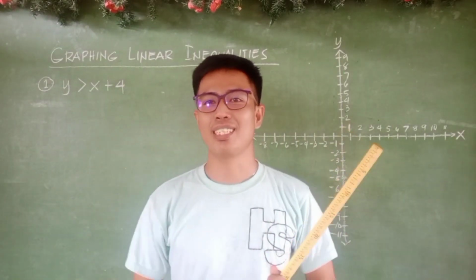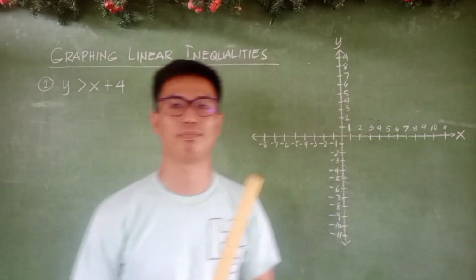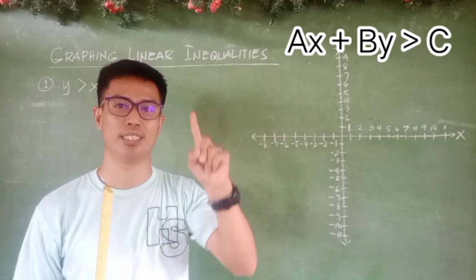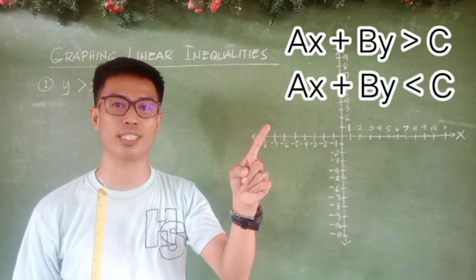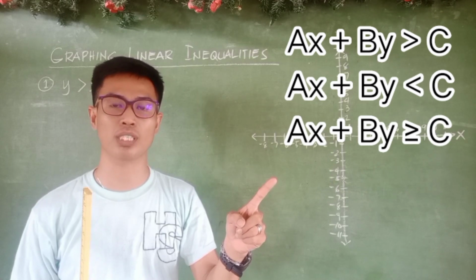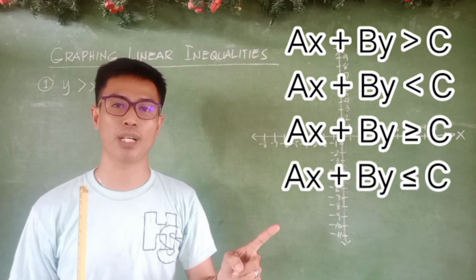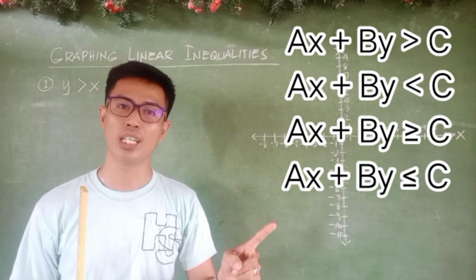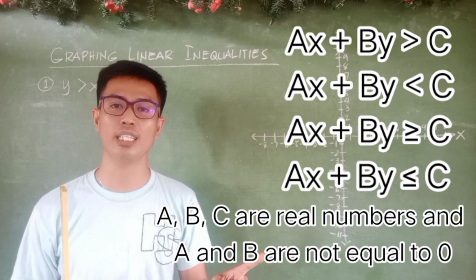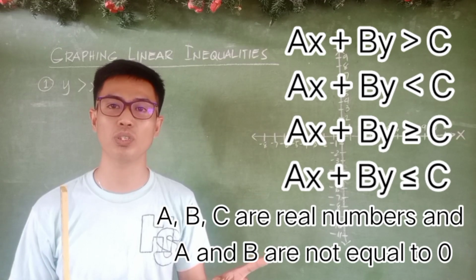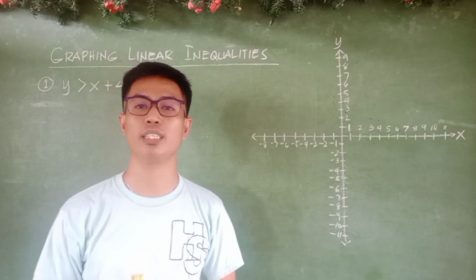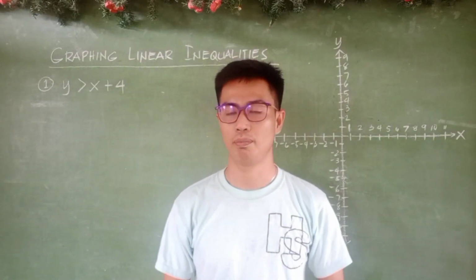So linear inequalities can be written in the forms ax plus by is greater than c, ax plus by is less than c, ax plus by is greater than or equal to c, and ax plus by is less than or equal to c, wherein a, b, c are real numbers and a and b are not equal to 0. So those are the different forms of a linear inequalities in two variables.